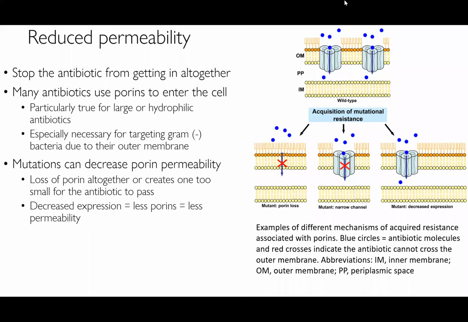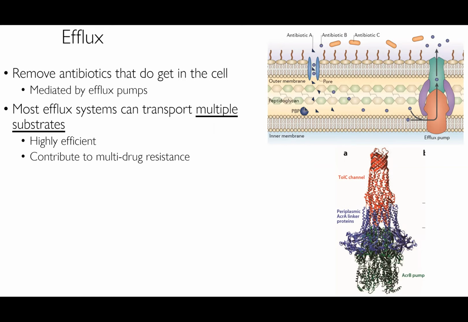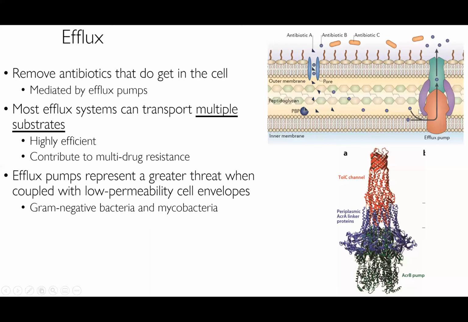So they can have reduced permeability overall. Next up is efflux, the idea being we can pump antibiotics out of the cell, and this is mediated by channels called efflux pumps. Most efflux pumps have a pretty broad specificity. They can pump multiple different types of things in and out of the cell that are useful to the bacteria, and this makes them highly efficient. And so this can actually contribute to multi-drug resistance because these pumps can pump multiple different types of antibiotics at once.